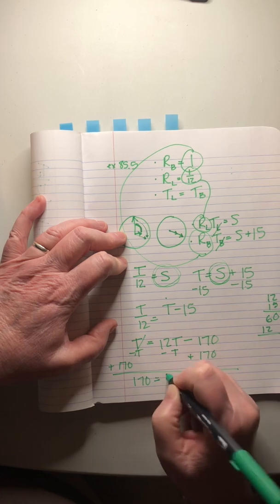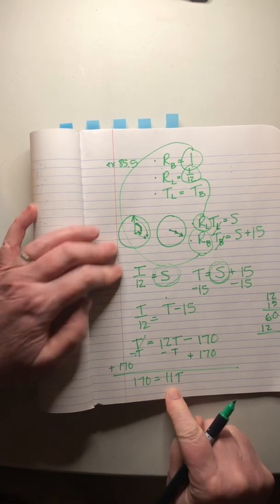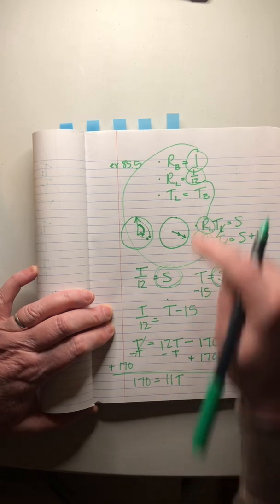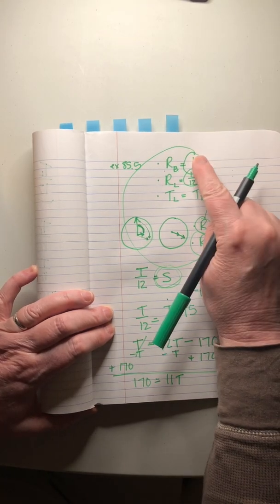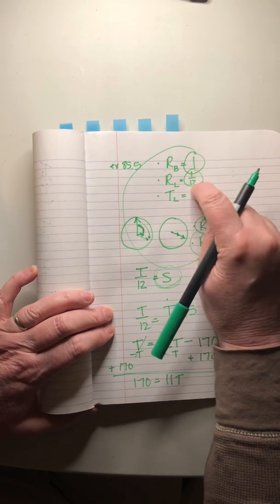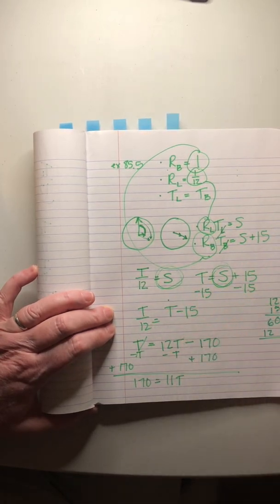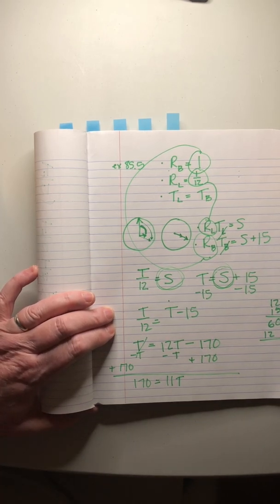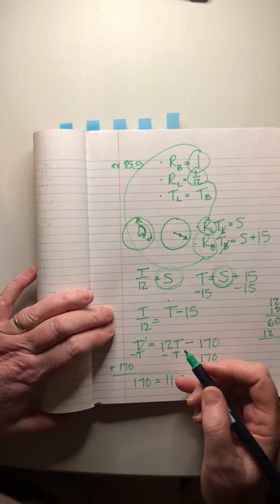170 equals 11t. Notice how we keep getting this 11t because it represents the difference between the 12 and the 1. That's where the 11 comes out. It goes through our algebra, but that is how come these will very often end with a denominator of 11.